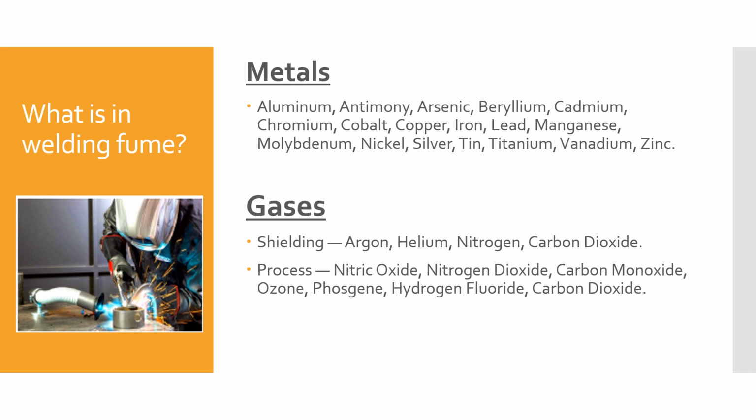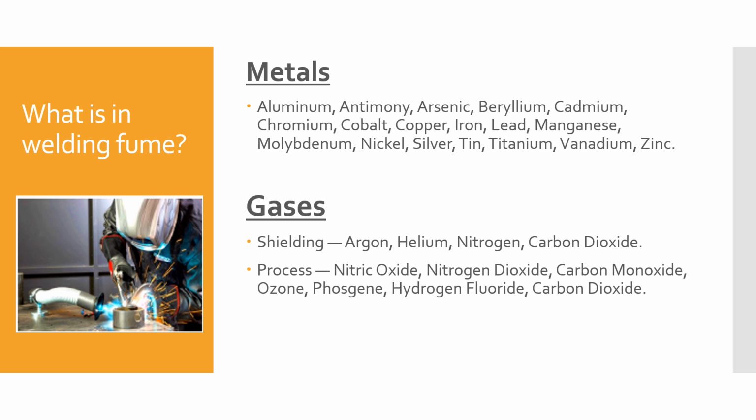Metals. Here are some of the metals that show up in our welding fumes: aluminum, antimony, arsenic, beryllium, cadmium, chromium, cobalt, copper, iron, lead, manganese, molybdenum, nickel, silver, tin, titanium, vanadium, and zinc. You look on that list, there's some bad stuff on there.